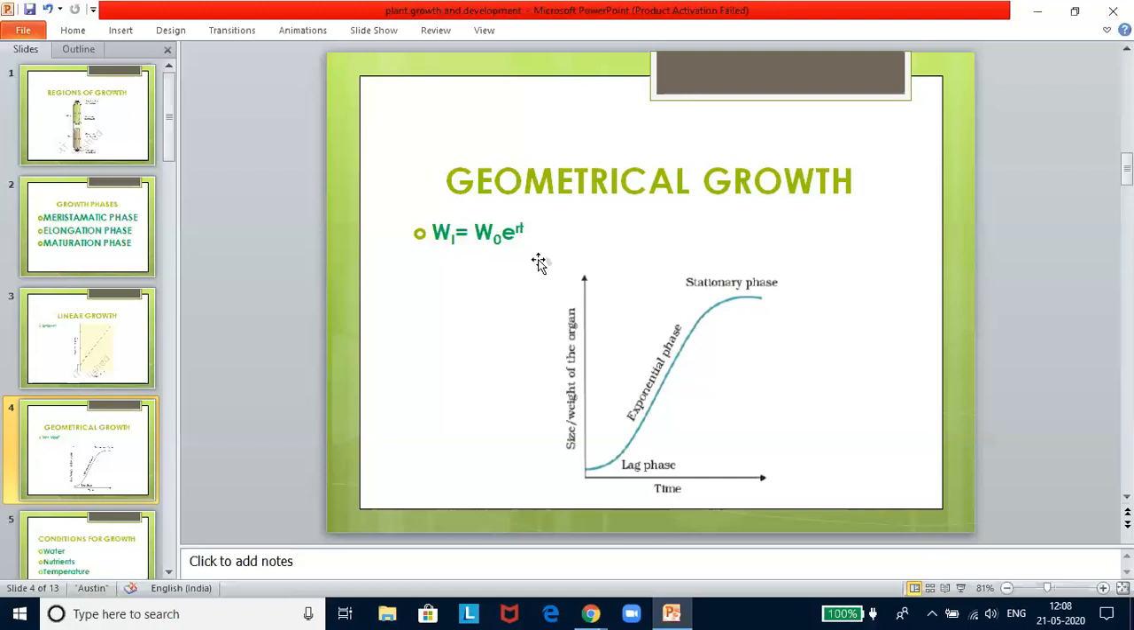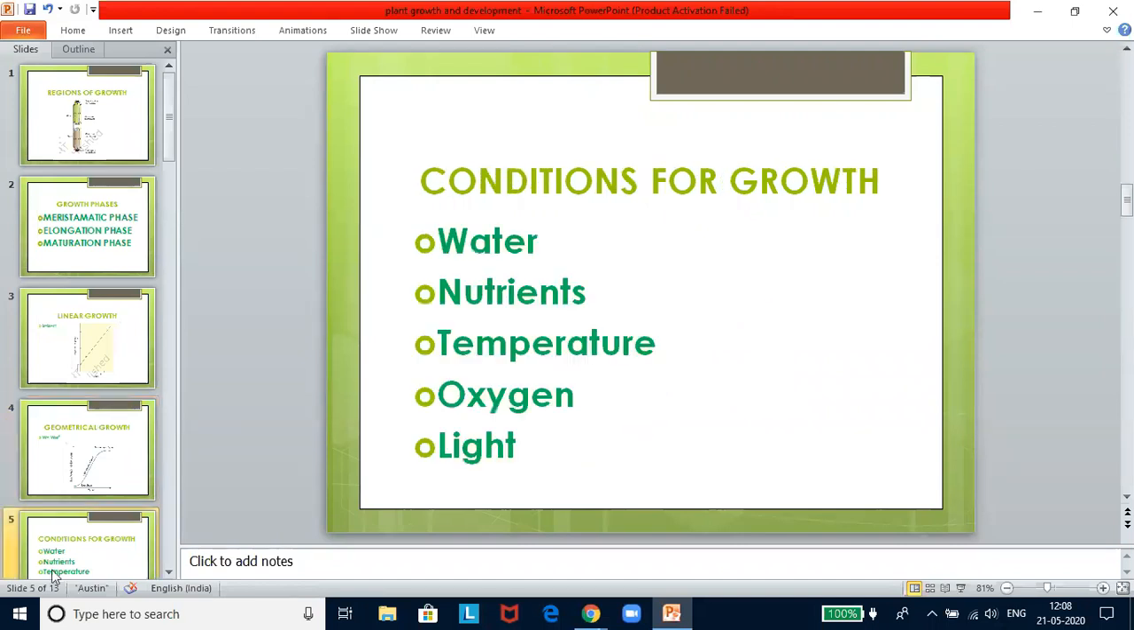Now, what are the conditions for growth? For any growth to happen in plants, water, oxygen, nutrients, temperature, and light form the essential needs. Now, water. Plant cells grow in size by cell enlargement, which in turn needs water. Turgidity of the cells helps in extension of the growth. Water also provides a medium for enzymatic activities needed for the growth.